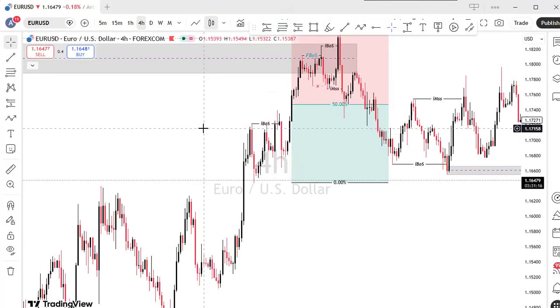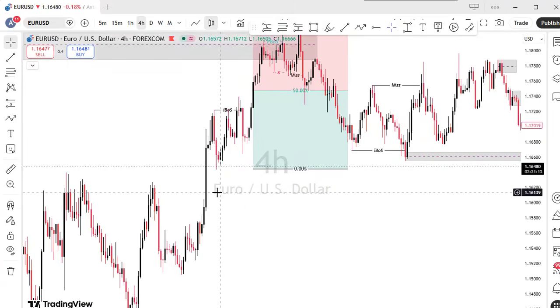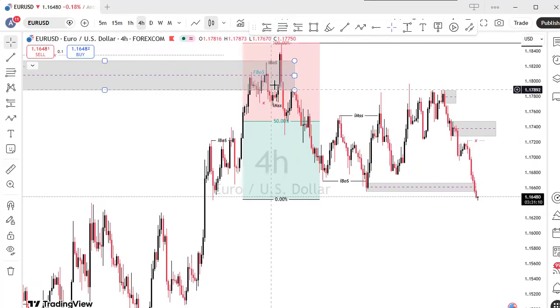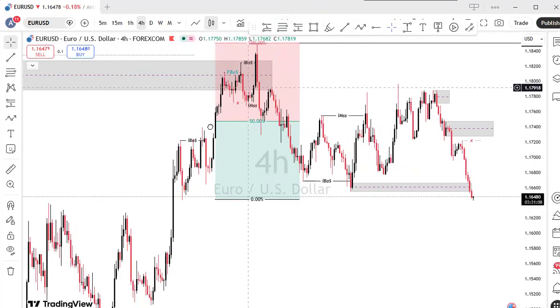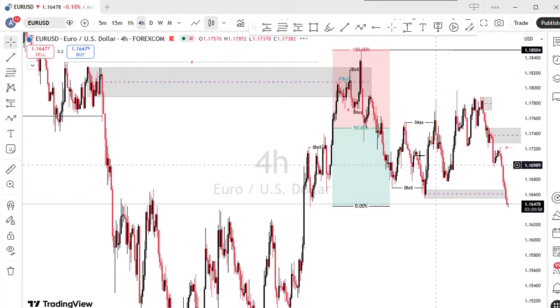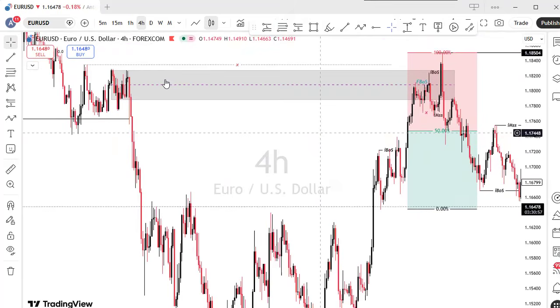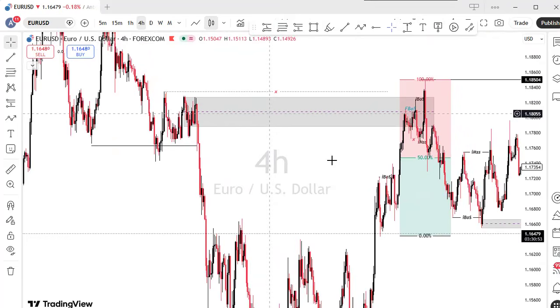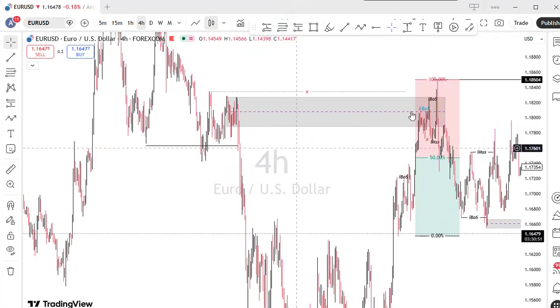So the right confirmation, I'm not saying that this confirmation was not good. It was good actually. But the best confirmation was waiting for the market to take out this low. Because once the market takes out this low, it's giving us an indication that this pullback, this daily pullback, is over.